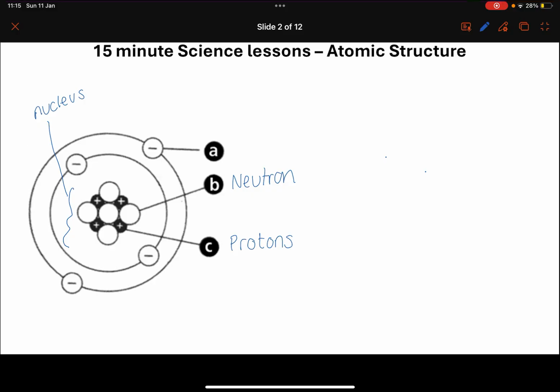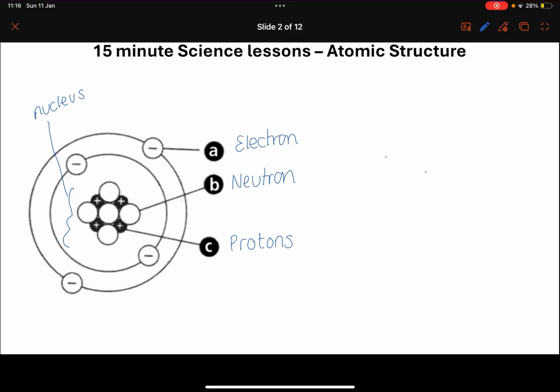Now, this diagram is not really accurate because the protons and neutrons are roughly relatively the same size. In this diagram, it's showing that there's a difference. And actually, the smallest of the three subatomic particles, again, not reflected in this diagram or many diagrams, to be honest, is the electron.